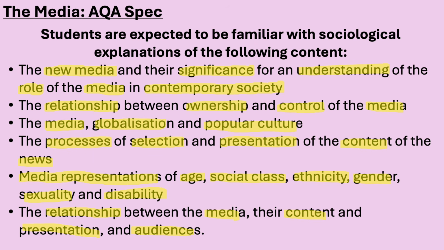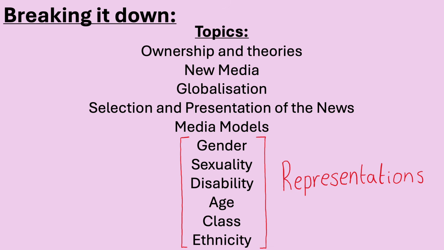And here is what AQA says that students have to learn, in order to do well in their exams and be credited for it. But you can pause this now if you'd like to read it. But I've broken it down into different sections, and this is how I'm going to talk through it in the video in this order. So first we have ownership and theories, new media, globalisation, selection and presentation of the news, media models, and then we're going into our representations in the media. So we'll be looking at gender, sexuality, disability, age, class and ethnicity.